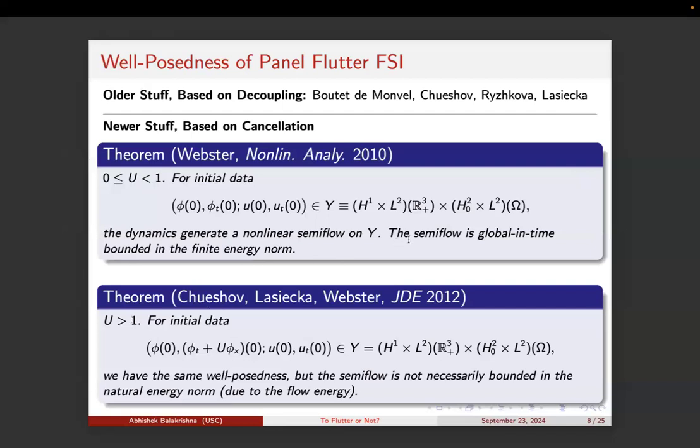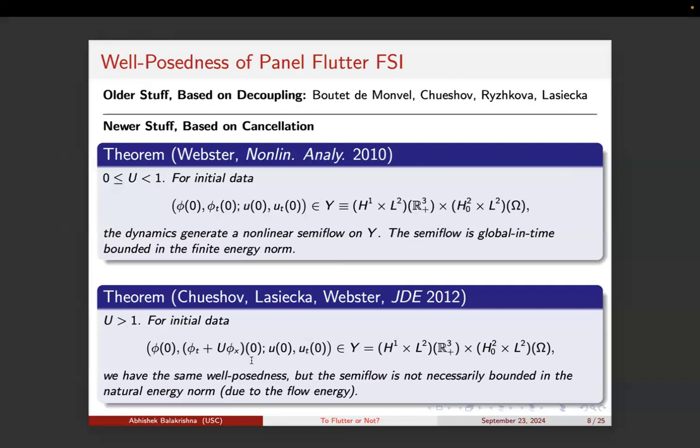In the subsonic case, you're able to show that the solutions are bounded in the natural energy norm for the spaces. But for U greater than 1, you're not able to keep the solutions bounded. And this is something we'll see later on too, that engineers have observed that you don't really see flutter or things like that in subsonic flow. And we'll see why that is more.